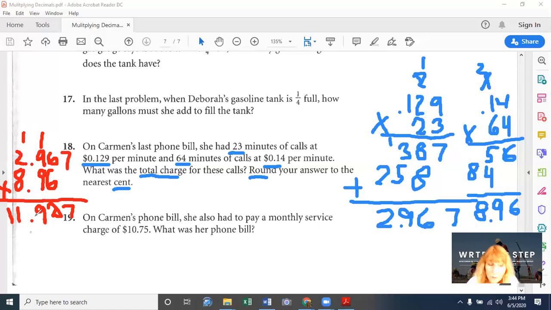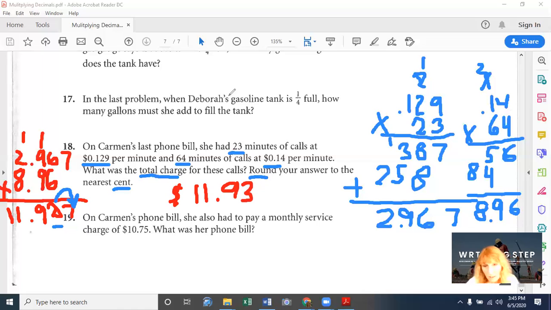And now my final step, I have 11.927, and I have to round to the nearest cent. So the nearest cent is going to be the 2. So I have to look at the next door number, and if it's 5 or more, I'm going to round the 2 up to a 3, right? So my final answer is, what was the total charge? Well, money-wise, it was $11.93 when we round. So that is the total answer.